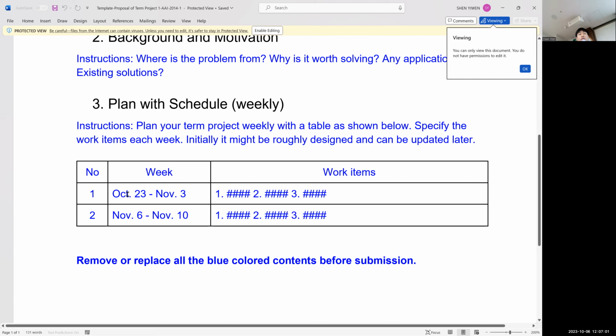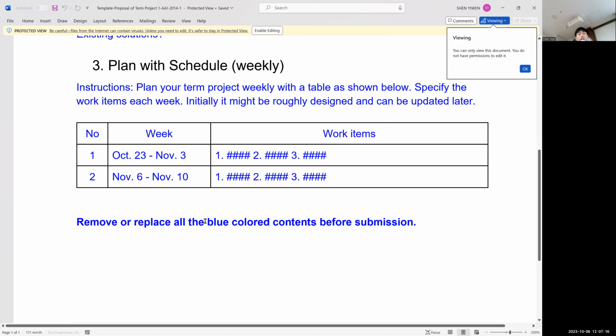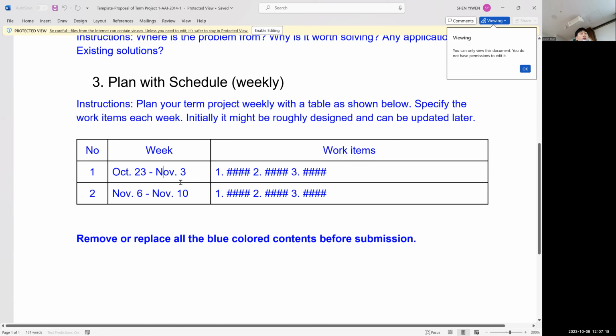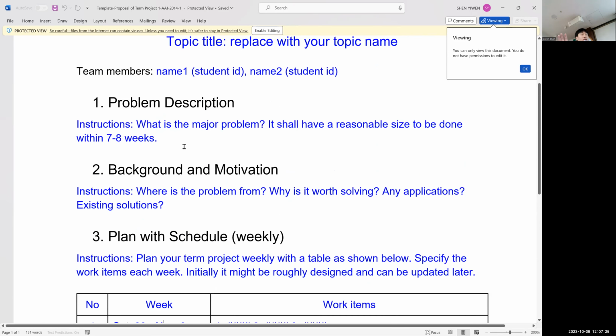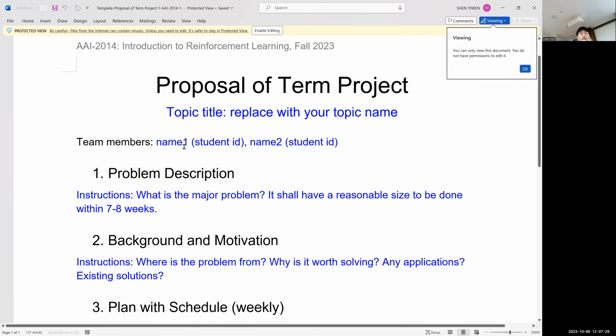The starting time is October 23rd. It's midterm week, I guess. Then you have working items, and you can write them down. You can replace all the blue colored contents before submission. Blue colored contents you need to fill out by yourself. Okay, this is the term project proposal.